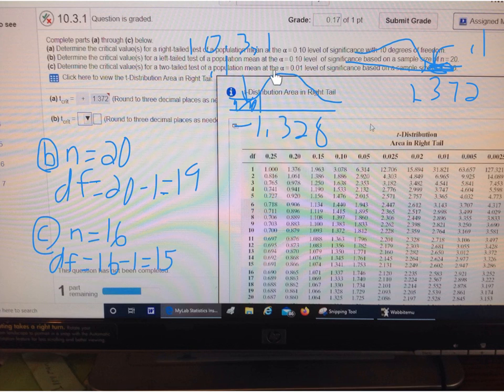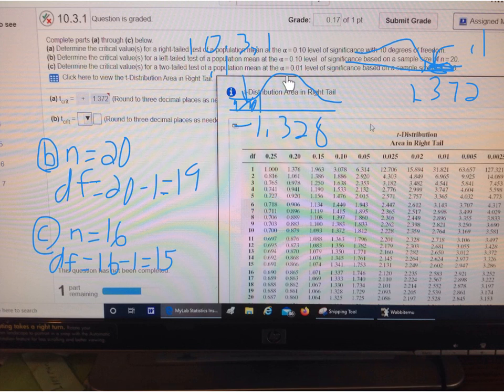We're told that alpha is 0.01. We take 1 away from the sample size. I think it's larger than what I have here. Let's see, n equals 16. So the degrees of freedom would be 15, and so we use this row here. Now we just got to figure out the area to the right.